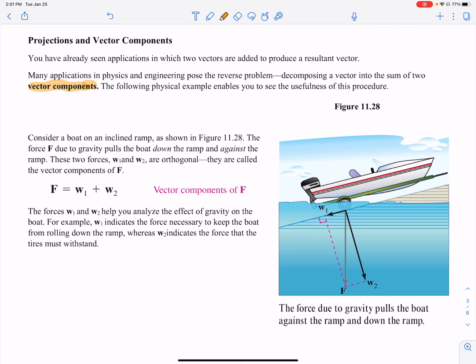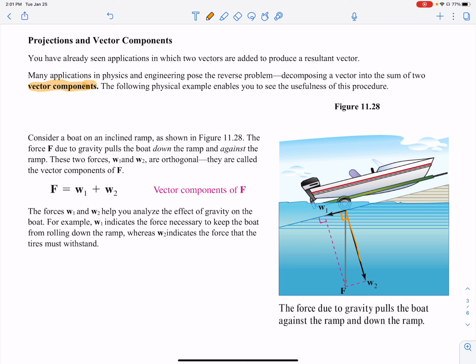It pulls it down the ramp and against the ramp. So it goes straight down on this tilted ramp. We have two different forces. I have this W1 force, that is the force of the boat being pushed down the ramp. And then the rest, the resulting force, goes directly into the ramp. So this is actually a right angle, and they show us that to the left there. But this is the boat shoving directly onto the surface.